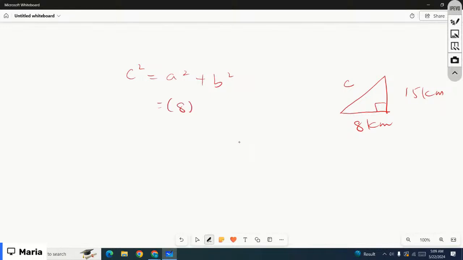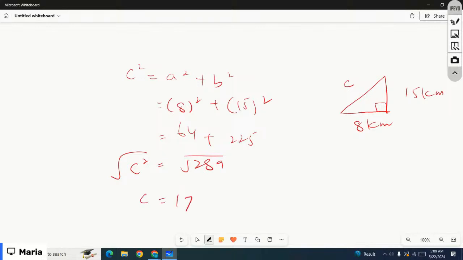So A is 8, that is 8 square plus 15 square. 8 square is 64, 15 square is 225. That is C square. You have to find the value of C only. So you have to square root both sides. That is C equals 17. So that means the hypotenuse is 17. Got it? The correct option is 17.